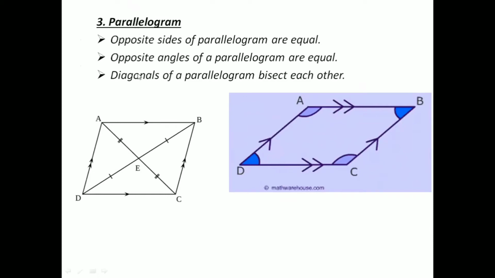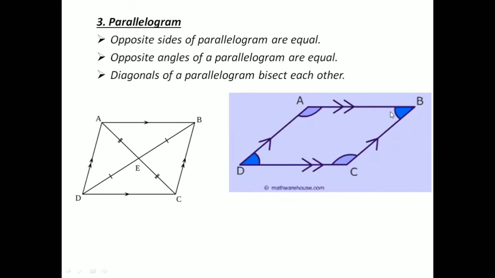Quadrilateral. Okay, this is also one quadrilateral. Opposite sides of the parallelogram are equal. In this parallelogram, these opposite sides are equal, and they are parallel also. Opposite angles of a parallelogram are equal. This means angle A and angle C are equal. Angle D and angle B are equal. These opposite angles will be equal.